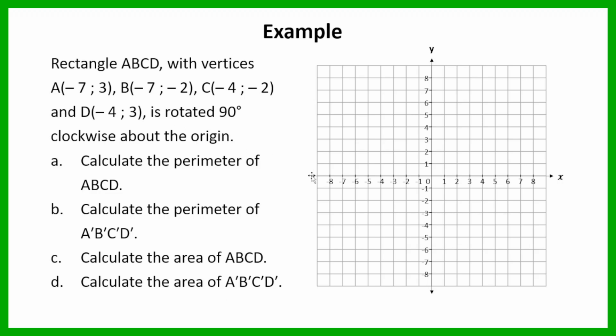Okay, so over here, I've got the point A is (-7, 3), B is (-7, -2), C is (-4, -2), and D is (-4, 3). So this is the rectangle ABCD. Now, when you rotate this 90 degrees clockwise, you should end up with something that looks like this over here. Okay, so it's been rotated in a clockwise direction 90 degrees. Now we're going to work out the perimeter of each of these shapes.